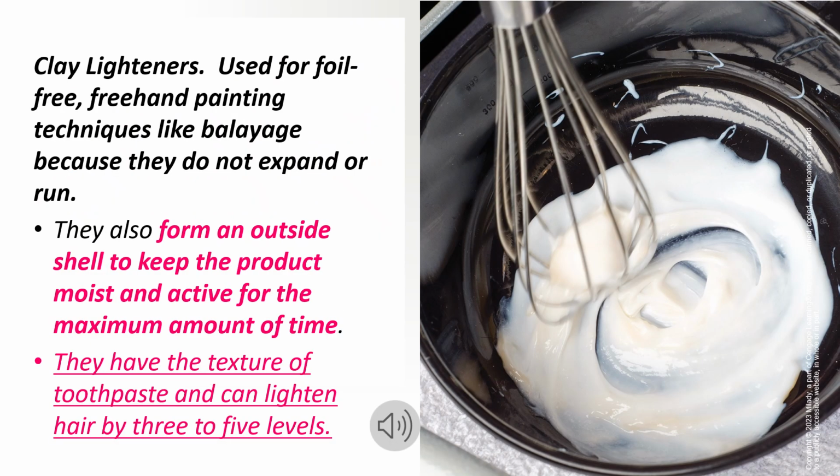Clay lighteners are used for foil-free, freehand painting techniques like balayage because they do not expand or run. They also form an outside shell to keep the product moist and active for the maximum amount of time. They have the texture of toothpaste and can lighten hair by 3 to 5 levels.